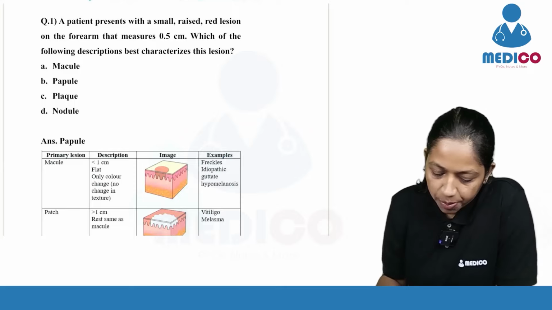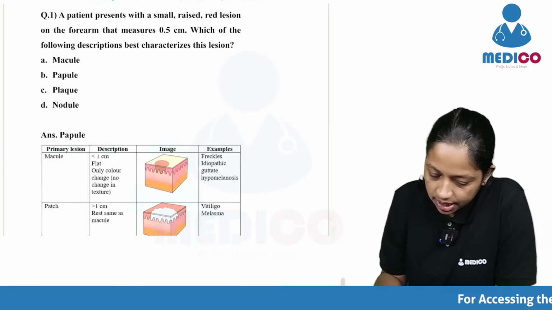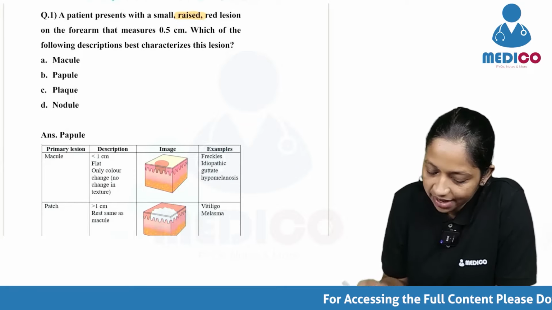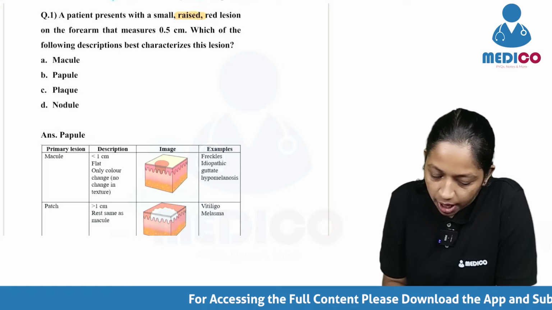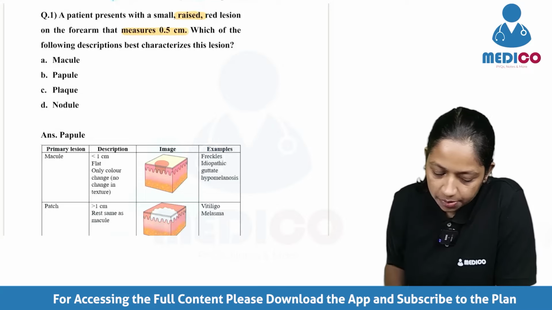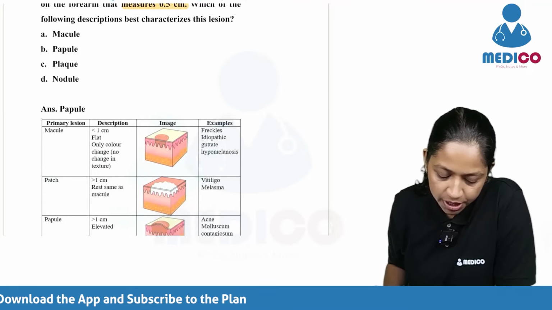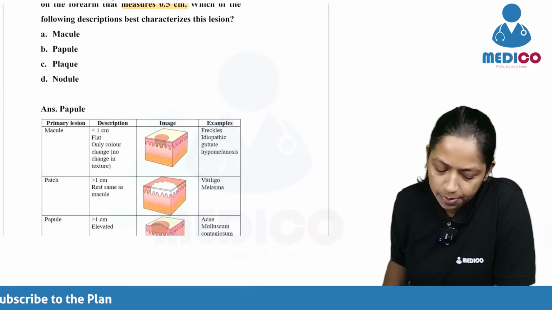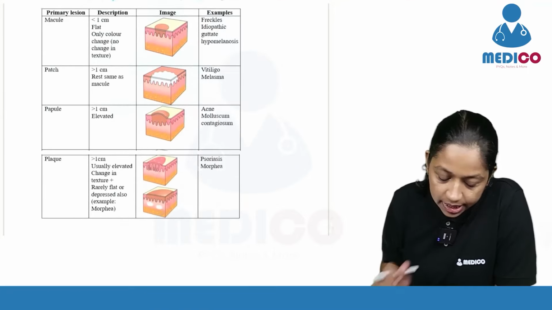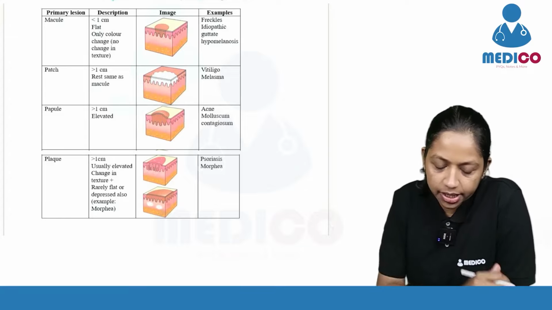There is a patient who presents with a small raised, so it is an elevated lesion on the forearm that measures about 0.5 centimeter. Which of the following best describes these lesions? So we have options as macule, papule, plaque, and nodule. So let us look at the description of how primary lesions are described in dermatology.